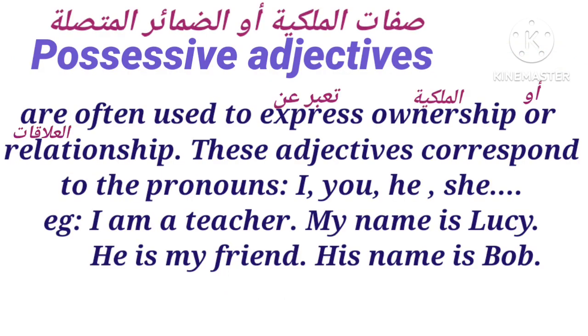Possessive adjectives are often used to express ownership or relationship. These adjectives correspond to the pronouns I, you, he, she, etc. For example, I am a teacher. My name is Lucy. He is my friend. His name is Bob. The possessive adjective my corresponds to the subject pronoun I. And in the second sentence, the possessive adjective his corresponds to the subject pronoun he.